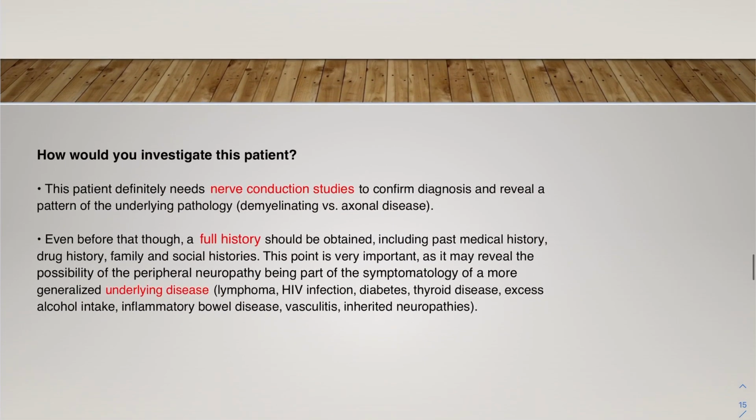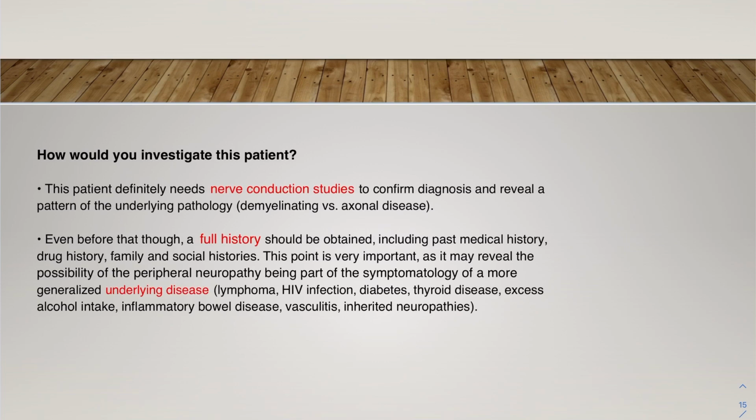Now it will be natural that once you have given your correct diagnosis, the examiner will ask you how you will investigate this patient. So obviously, we would like to do the full neurological examination and take a full detailed history. But this patient usually needs some type of test like nerve conduction studies to confirm the diagnosis, and we want to know the pattern of the underlying pathology, whether it is a demyelinating versus axonal disease.